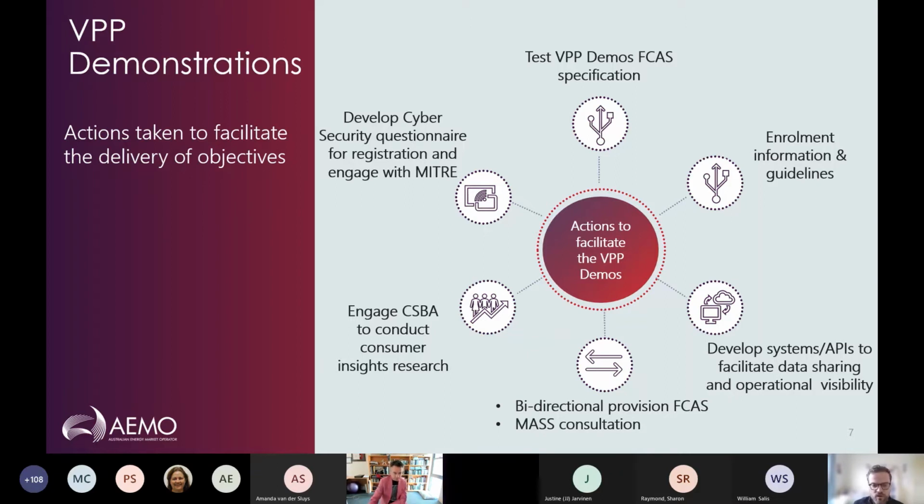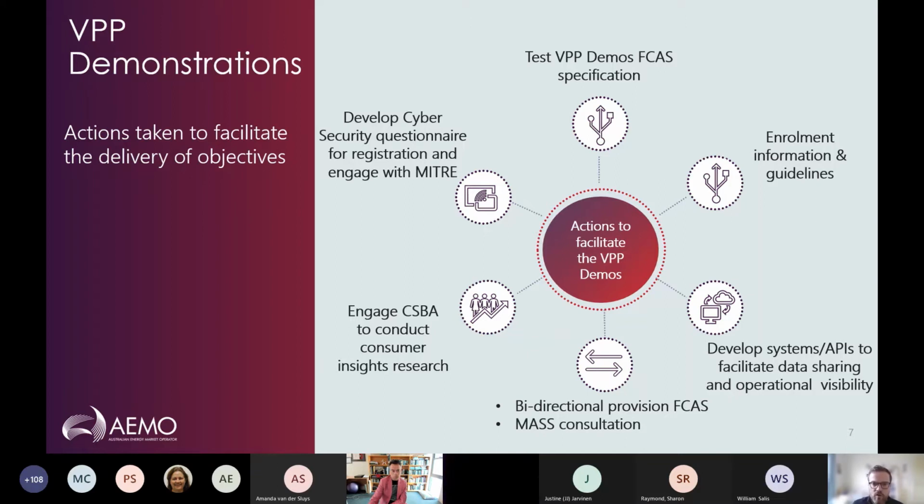One of those was around the measurement of the delivery of fast FCAS and what sampling rate of data is required to verify the delivery of fast FCAS. The current market ancillary services specification requires 50 millisecond metering, and in the VPP demos, we allowed participating VPPs to use 1 second data to verify the delivery of the FCAS service, and that's now rolled into the mass consultation process, which is currently ongoing, and we'll cover a little bit more on that later.